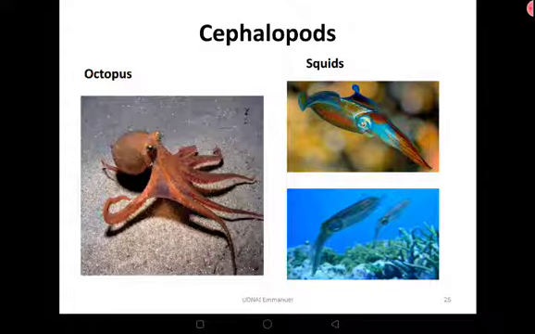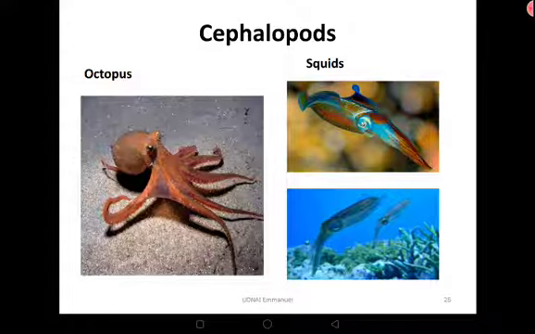The squid is one of the fastest aquatic organisms. Actually, it is the fastest invertebrate. It is in water. It's an excellent swimmer.